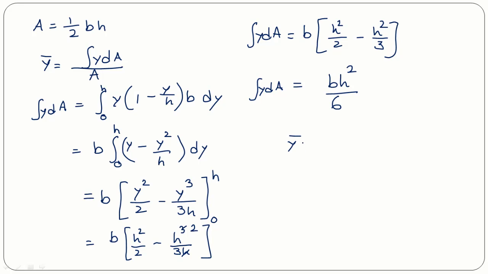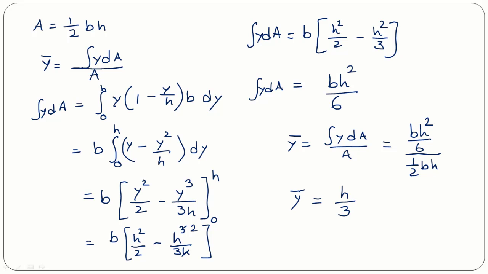Now y bar will be integral y dA by A. So this will be bh square by 6 by half base into height. So from this, you will get y bar as h by 3. So the centroid will be located at a height of h by 3 from the base. So this is what we need to understand from this particular derivation.